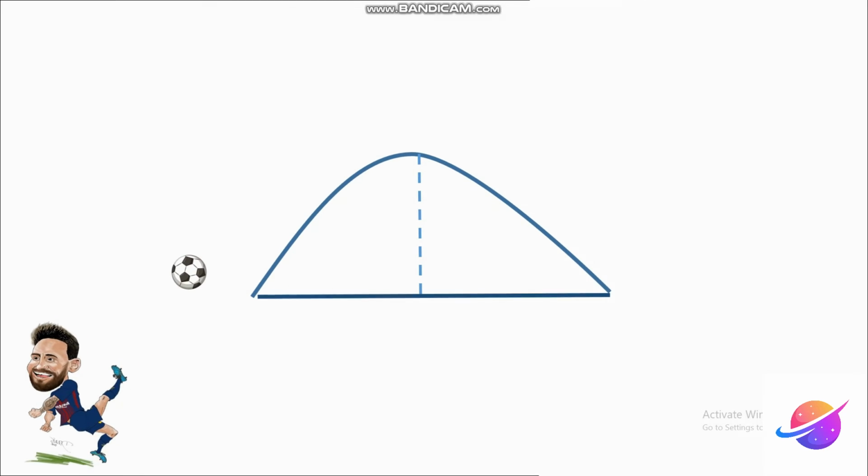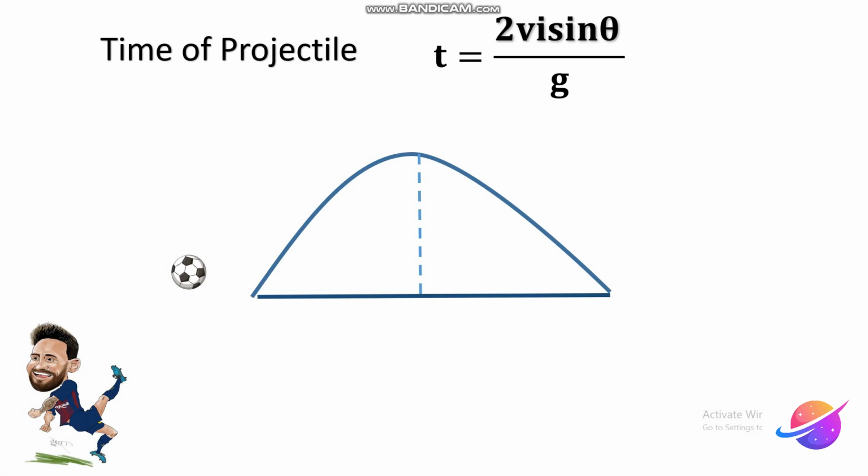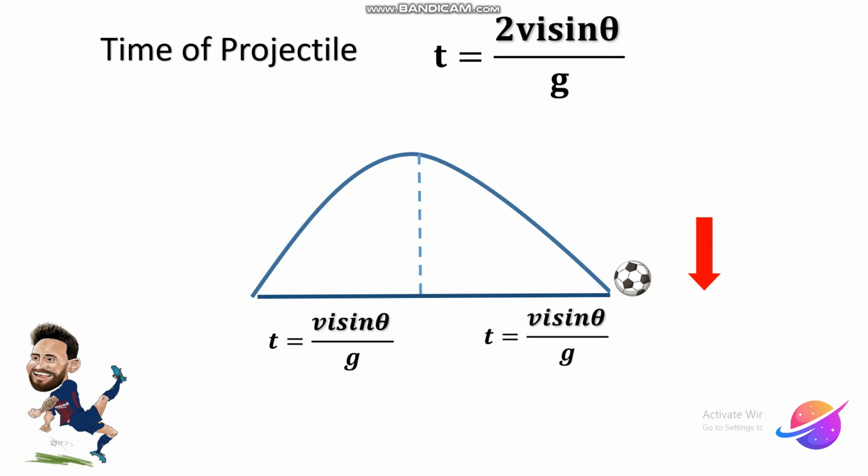This is the time that the projectile, or the ball, took to go up and come down. See, we have 2 here. So half of the time will be equal to t is equal to Vi sine theta over g, and the other half would be equal to Vi sine theta over g. So the total time would be equal to 2 Vi sine theta over g, okay?